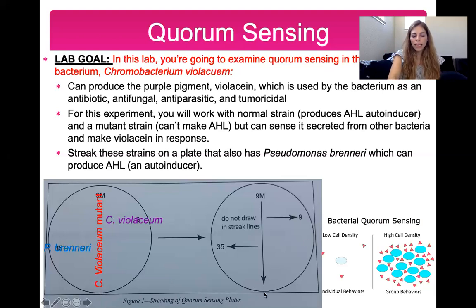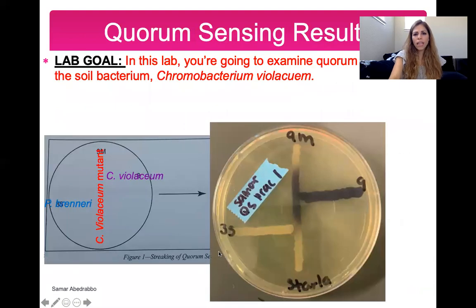In the middle is the mutant, which cannot make the autoinducer AHL, and on the sides are two bacteria that can make it. And so for the results, how you did it in lab, the mutant should not be able to form any purple pigment, but because on the sides we put two bacteria that form an autoinducer, the mutant can sense the autoinducer and form purple pigment. So we see here a lot of purple.